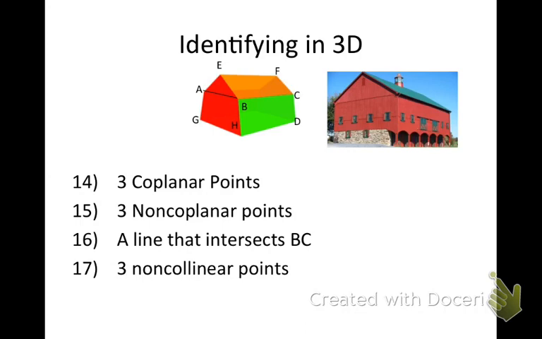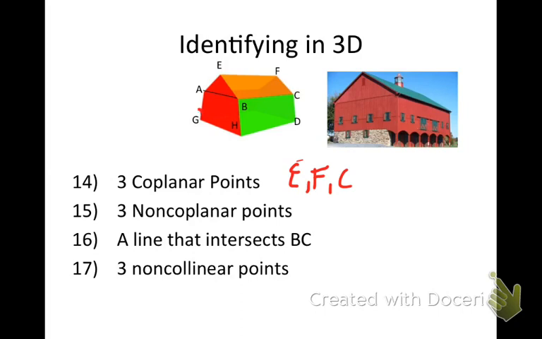All right, Colton, do you have 3 coplanar points? What do you got? E, F, C. Would everybody agree with those 3 coplanar points? Yep. They all make kind of that roof of that barn. That'd be correct. What's another example of coplanar points, Anderson? B, C, D. There's another example of coplanar points. Correct.